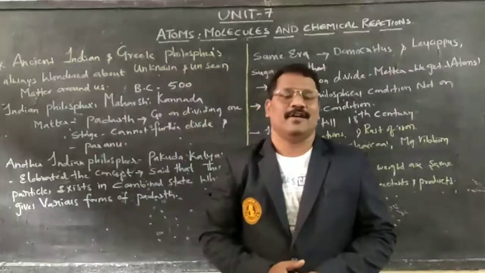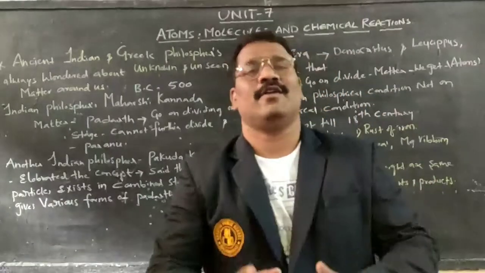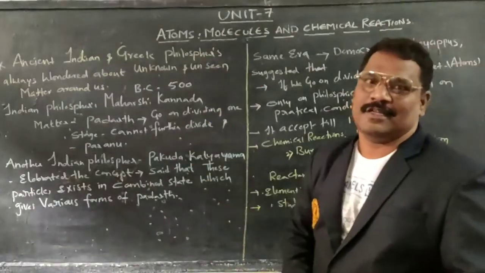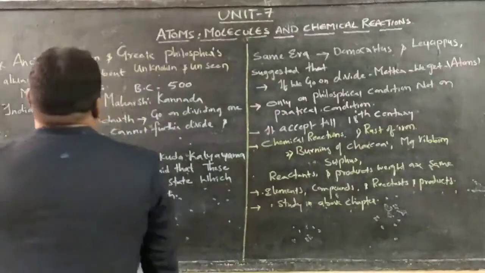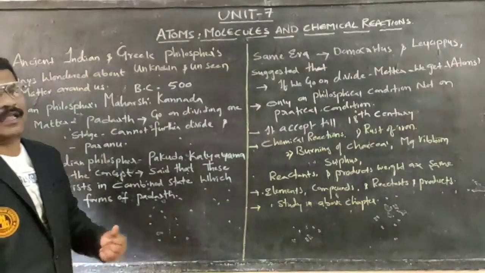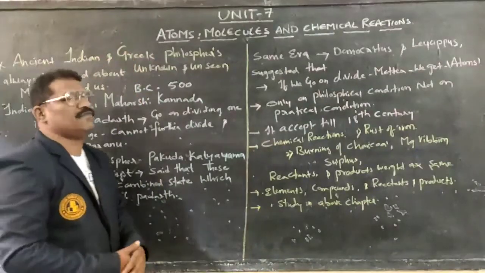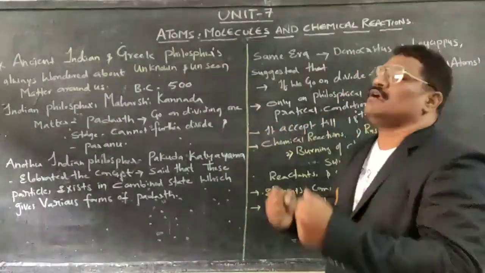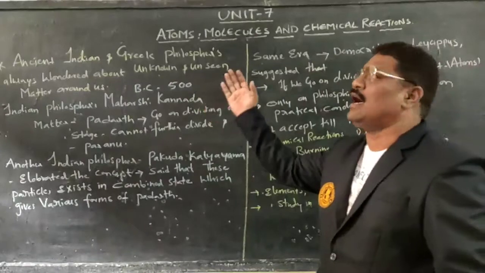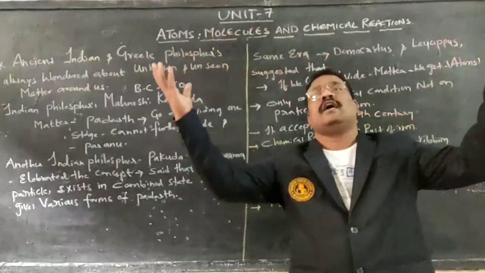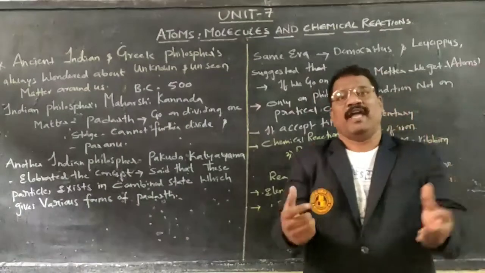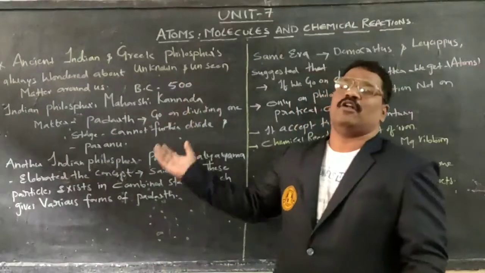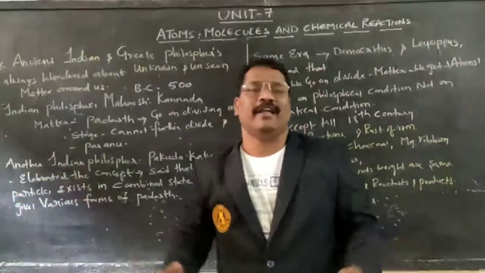Within this particular chapter, we are going to discuss a general introduction: how these atoms and molecules came into existence. In the ancient period, two different philosophers, Indian as well as Greek, wanted to study matter. They always wondered how this unknown and unseen matter exists around us, which made them think more innovatively so that atoms, molecules and other products came into existence.